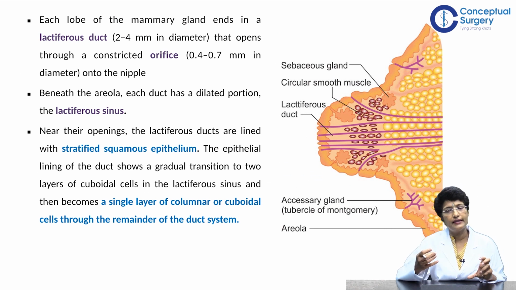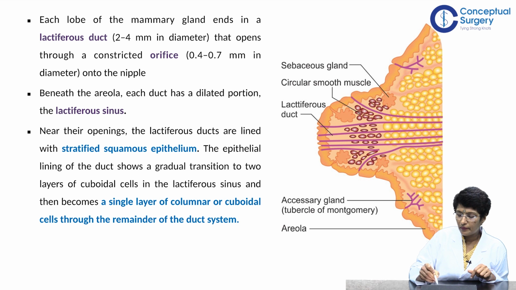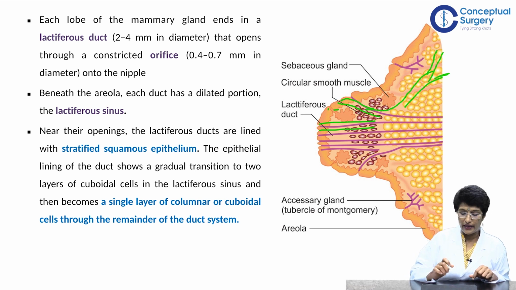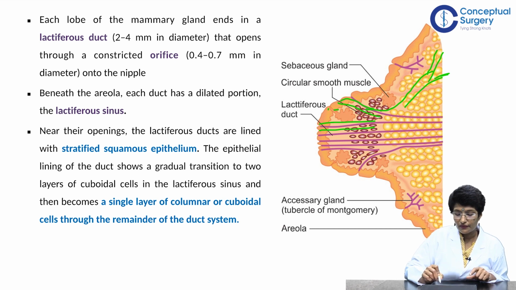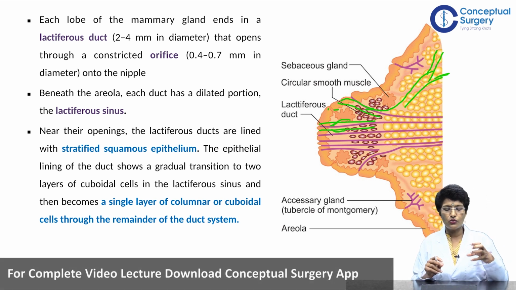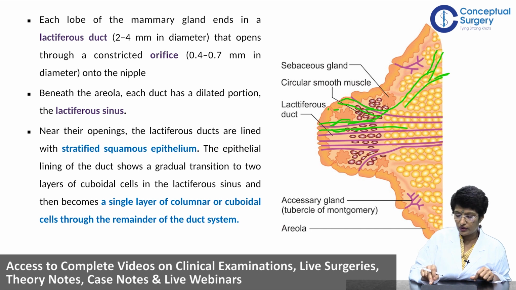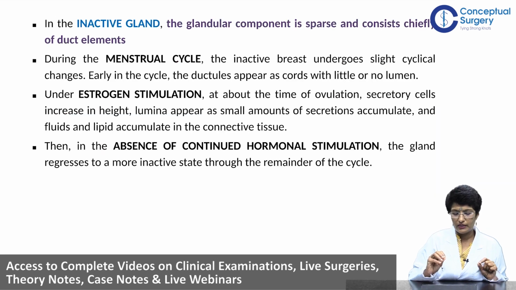So each lobe of the mammary gland will end in a lactiferous duct. We do know that about 20 lactiferous ducts open into the nipple. These of course arborize into several generations of ductules going into the breast, but essentially at the nipple there are 20 of them, and each of them broadens just before it opens up into a lactiferous sinus. In the lactiferous sinus you have 2 layers of cuboidal cells, and as it goes into the breast it is lined only by a single layer, although this is not of any clinical consequence, but you must know.